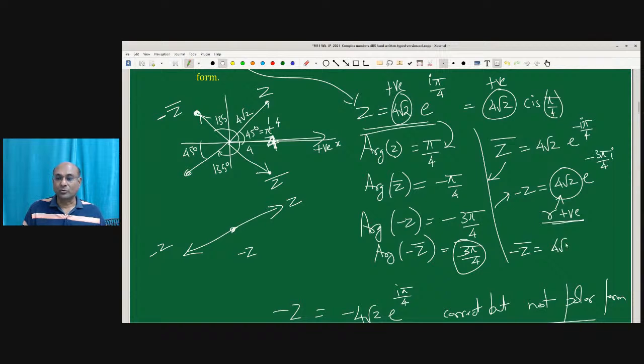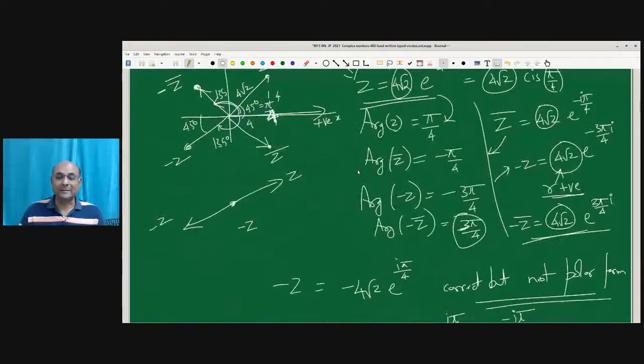So 4 root 2 e power, the angle is just plus 3 pi by 4, i 3 pi by 4. Notice the angle is positive. This is the positive angle. Here this is a negative angle. This was how much? Minus Z. But in all of the cases, r is positive.